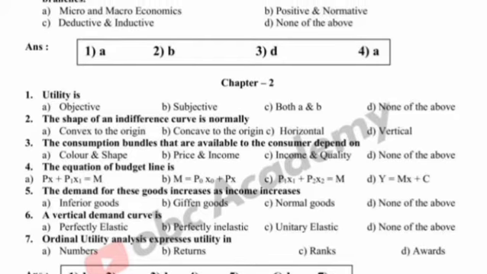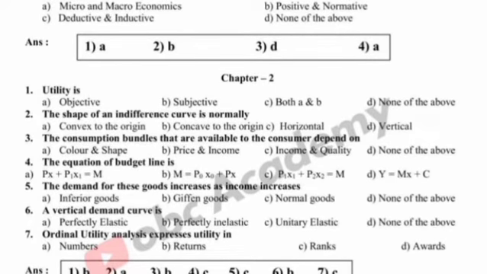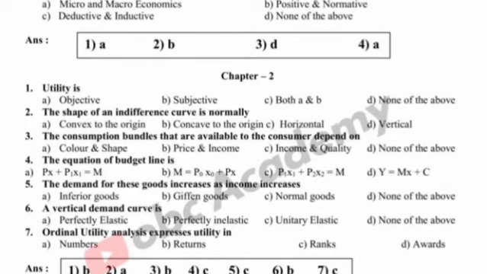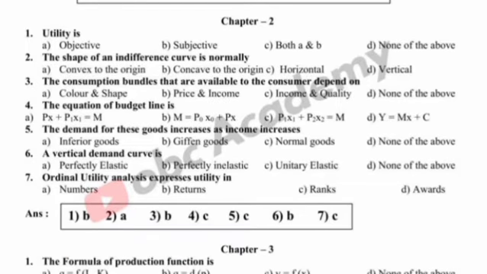Traditionally, the subject matter of economics has been studied under the following broad branches. Option A, macro and microeconomics. Option B, positive and normative. Option C, deductive and inductive. Option D, none of the above. So the correct option is A, macro and microeconomics.